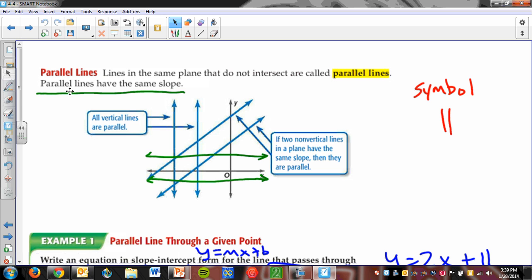Write this down. Parallel lines have the same slope. Okay? This is your symbol for parallel lines. We'll get to that in a little bit. Parallel lines have the same slope, and they never intersect at all.